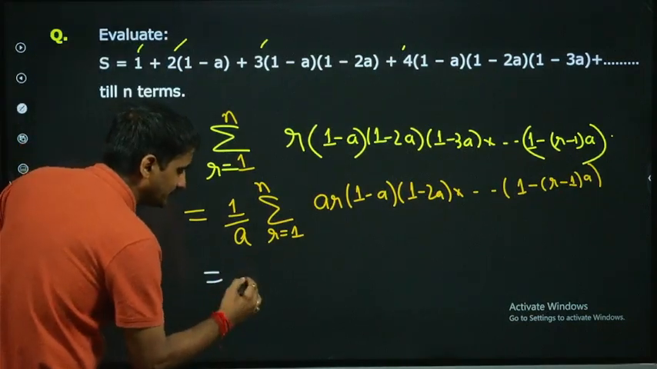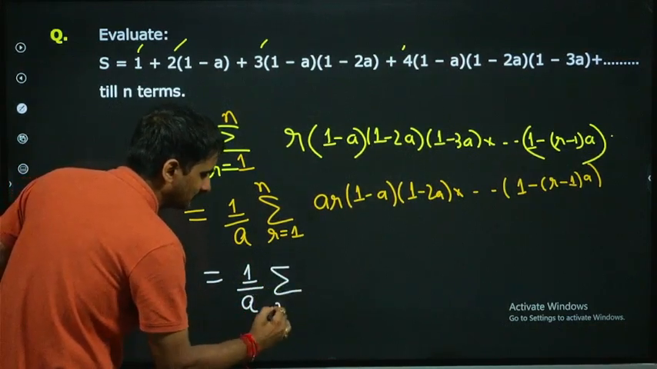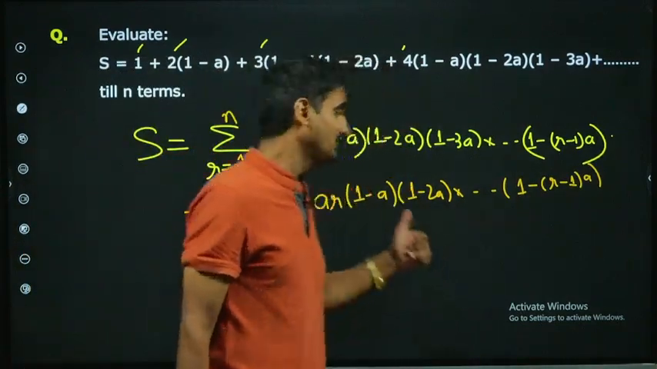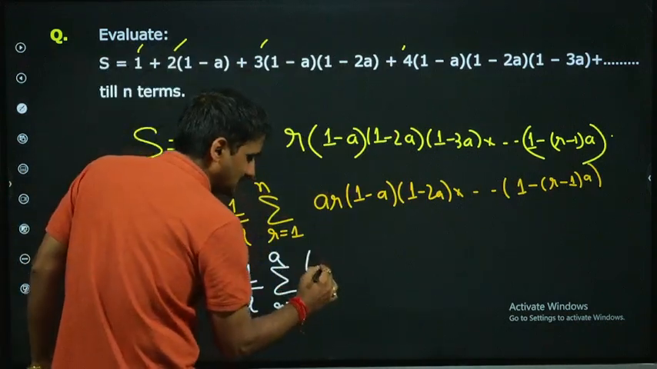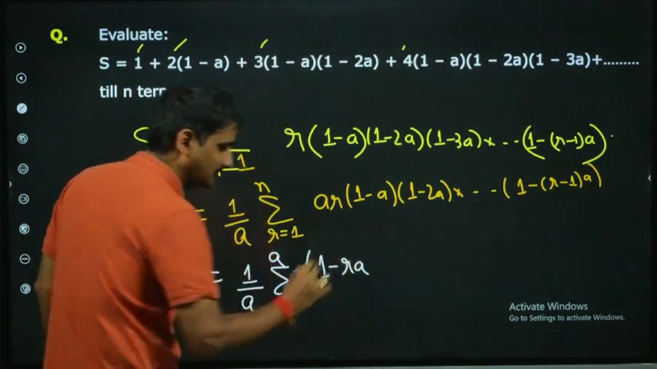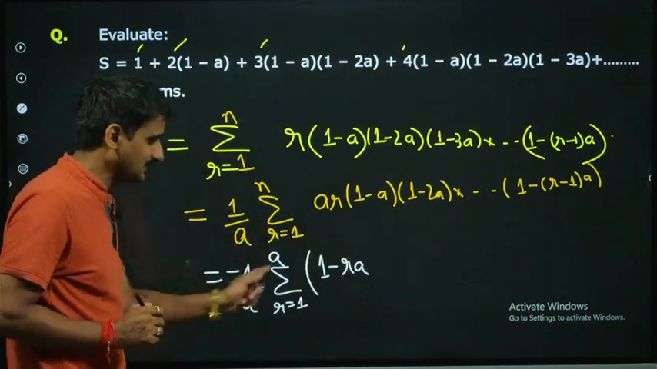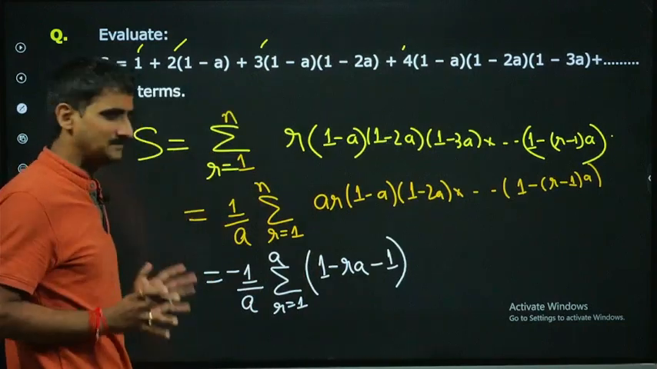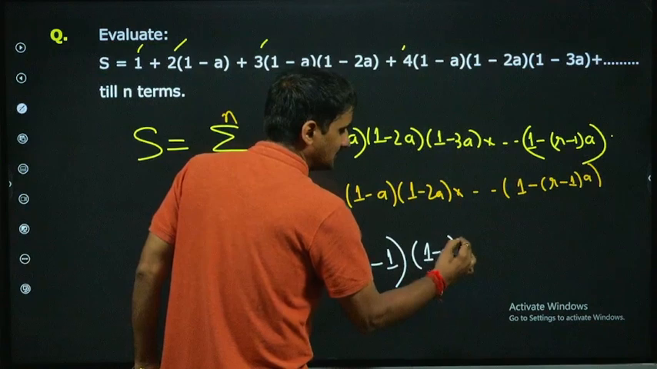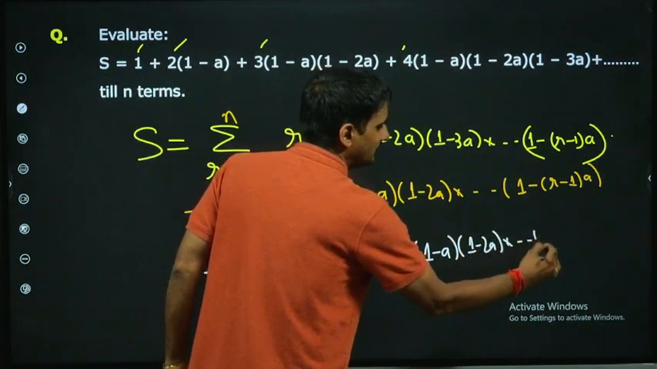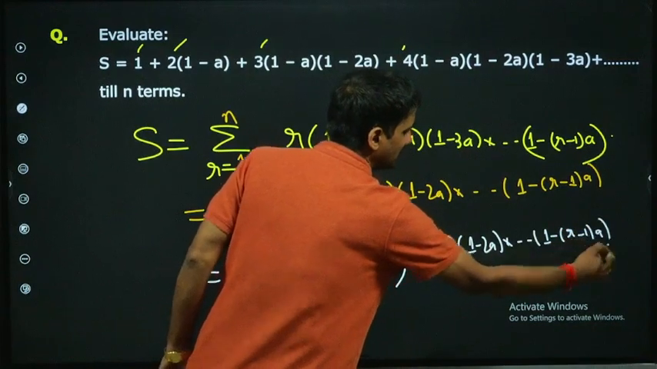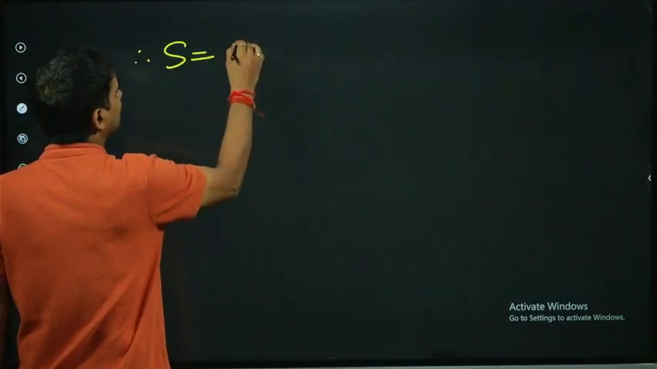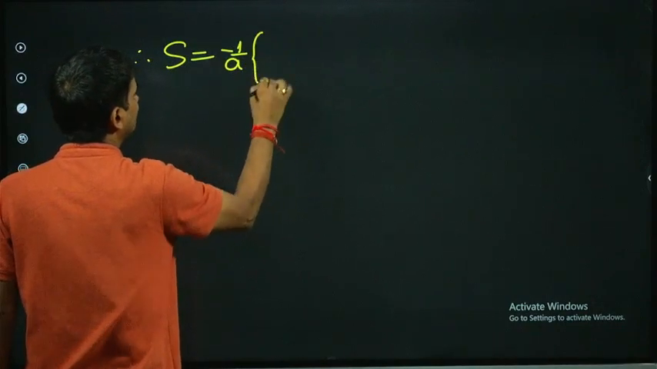So now what? So 1 by A, any idea what next we are going to do? See, you have the last term as 1 minus R minus 1 times A, and we have RA. Okay, so I will rewrite it as 1 minus RA. So I will take the minus sign out, so minus minus plus, and this is minus 1, so when I write minus 1 here, everything gets balanced, into 1 minus A, 1 minus 2A until 1 minus R minus 1 times A here. Okay, so finally what we get here is, therefore S is minus 1 by A times.